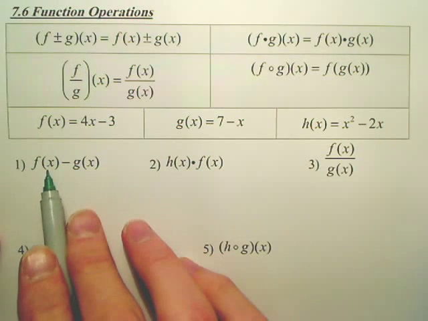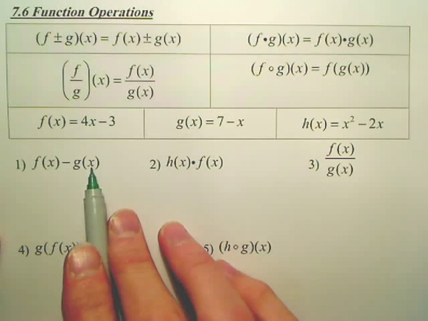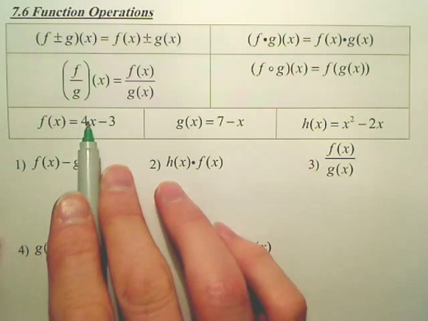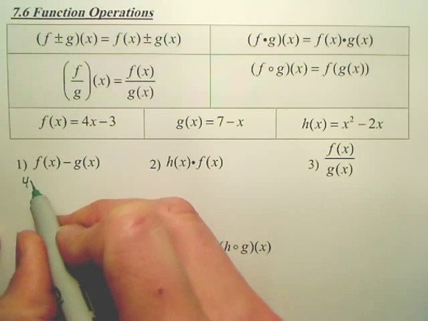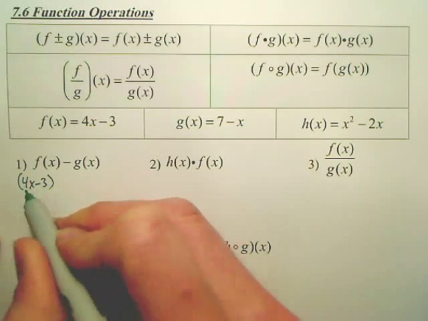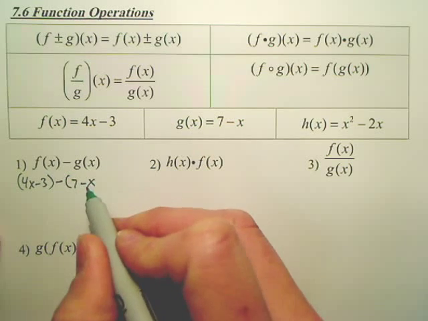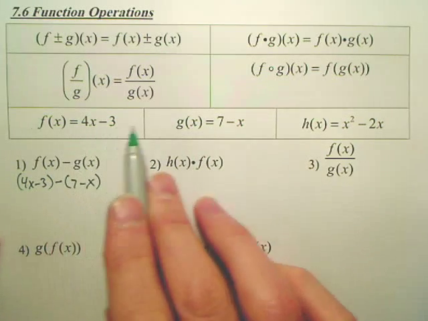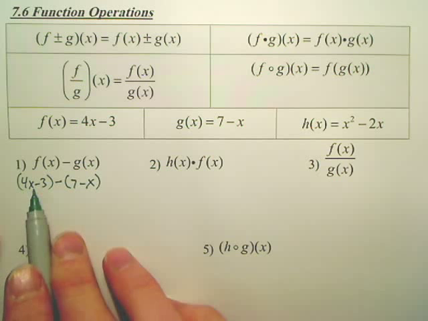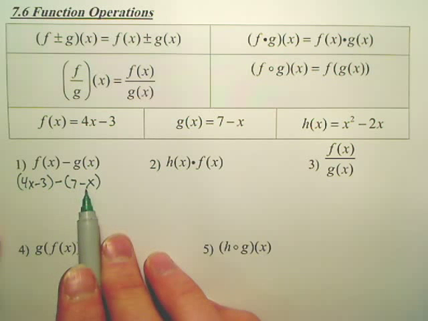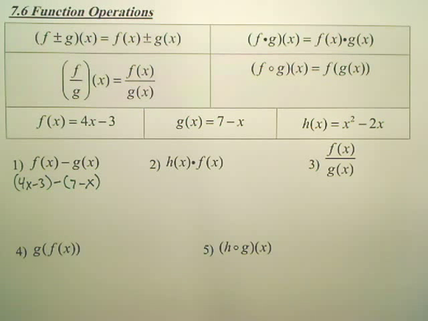Alright, here we go. F of x minus g of x. This is f of x. This is g of x. F of x minus g of x. That's all we're doing. We're taking the f function, we're taking the g function, and we're going to subtract them.